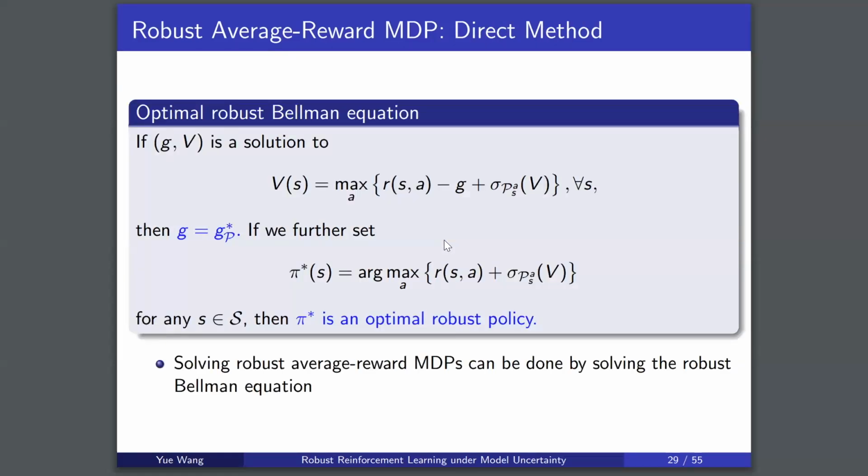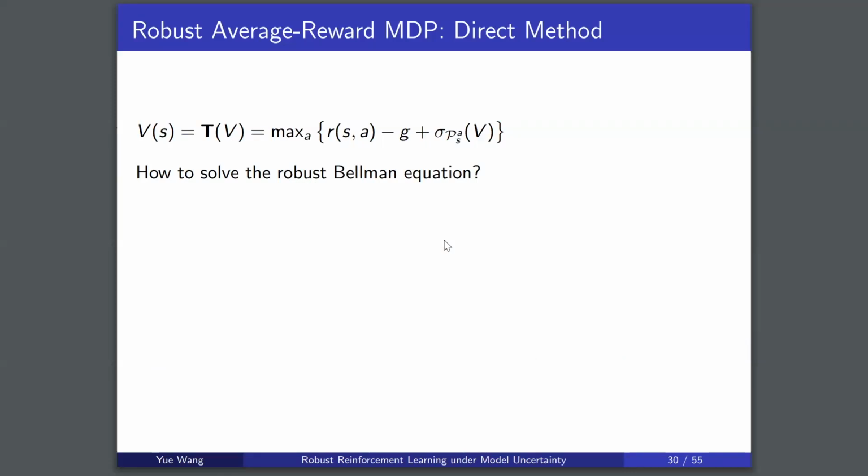To solve this problem, we first give a fundamental characterization of the structure of the robust average reward MDPs. Basically, we developed this optimal robust Bellman equation. It states that if we can find a solution to this Bellman equation, then the solution g must be equal to the optimal robust average reward function. And the greedy policy we obtain from this solution is also shown to be an optimal policy. So if we want to solve the robust average reward MDP, we only need to solve this Bellman equation. So the question here is, how do we solve this Bellman equation?